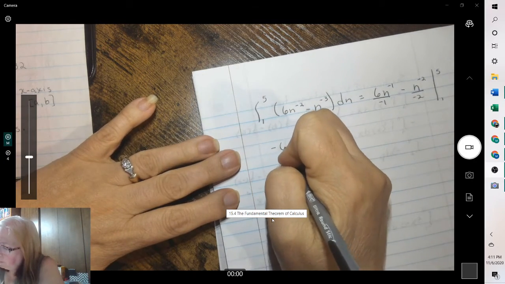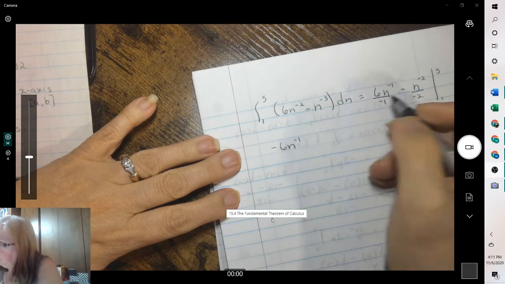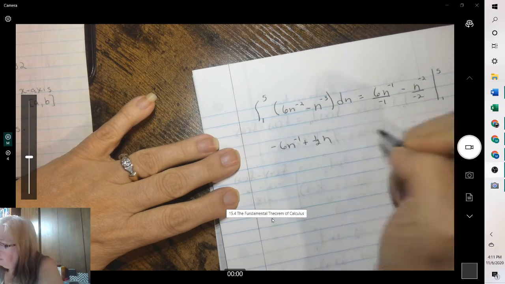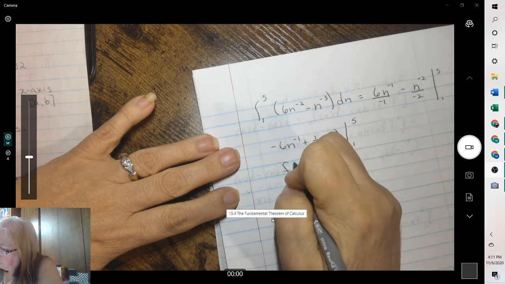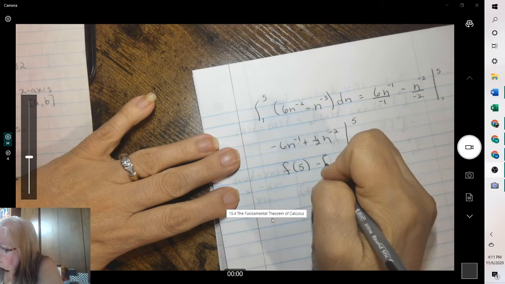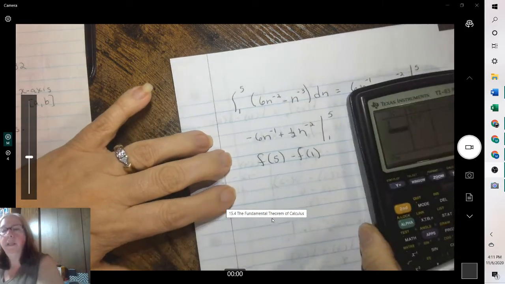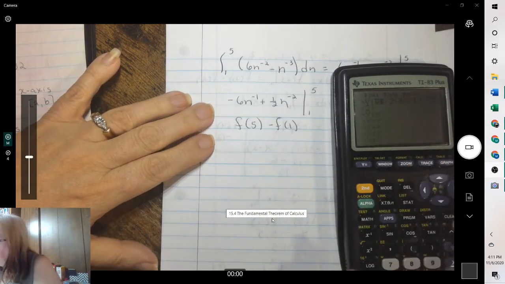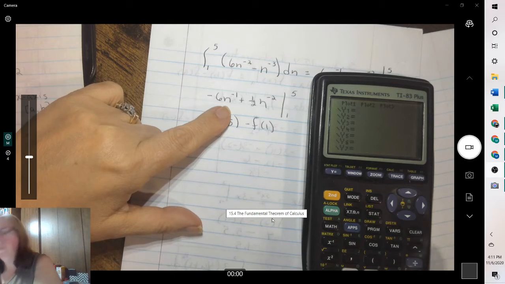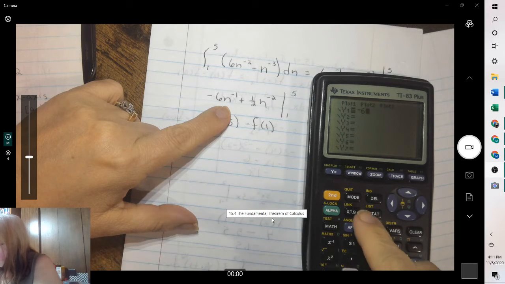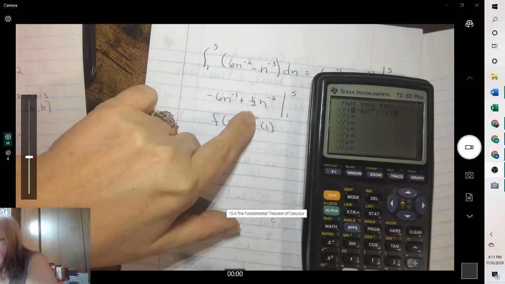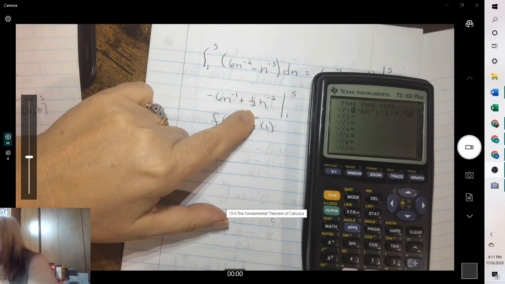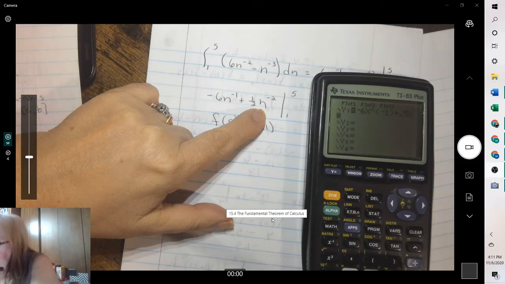So this will be a negative 6n to the negative 1 plus 1/2 n to the negative 2. I'm going to go f of 5 minus f of 1. I'm plugging it in. Go to y equals, and we have negative 6x to the negative 1 plus 1/2, I'm going to put 0.5 x to the negative 2.